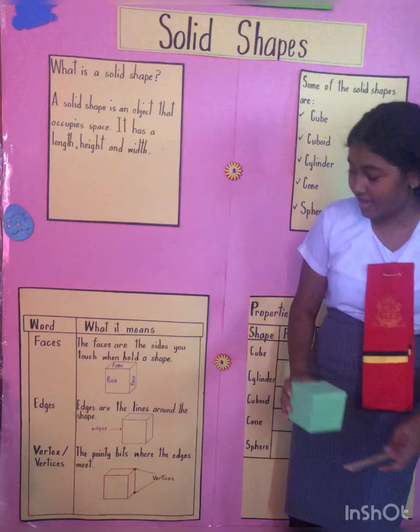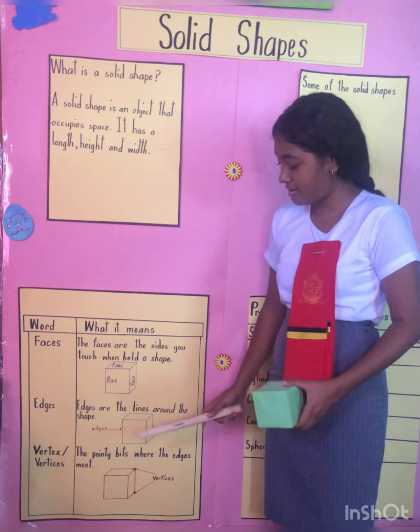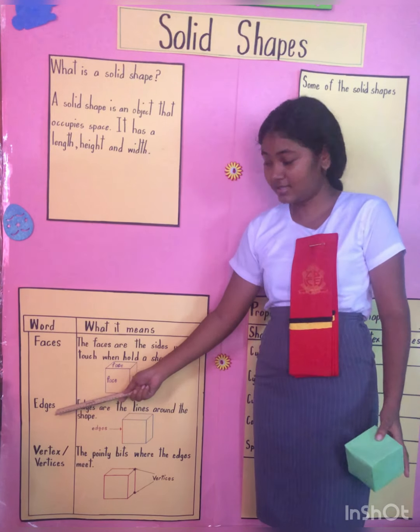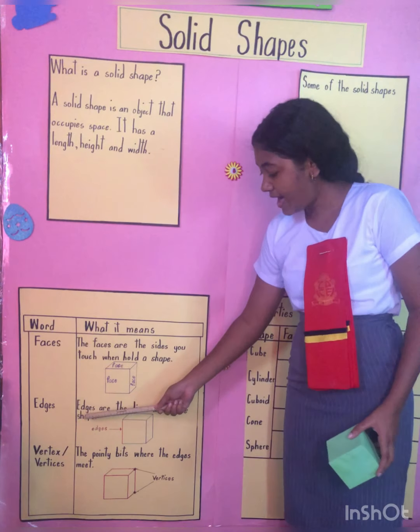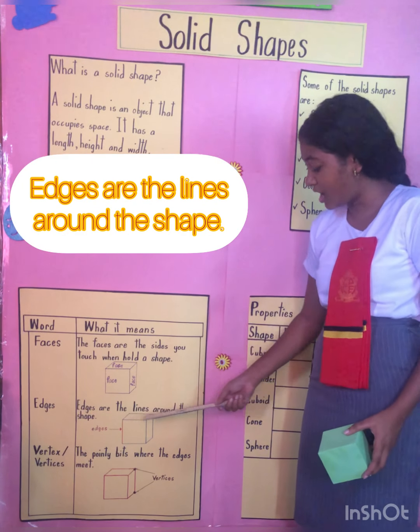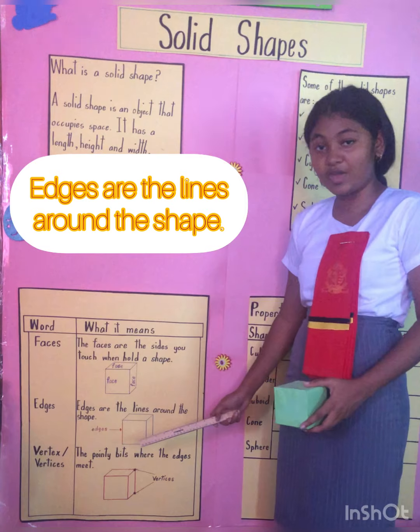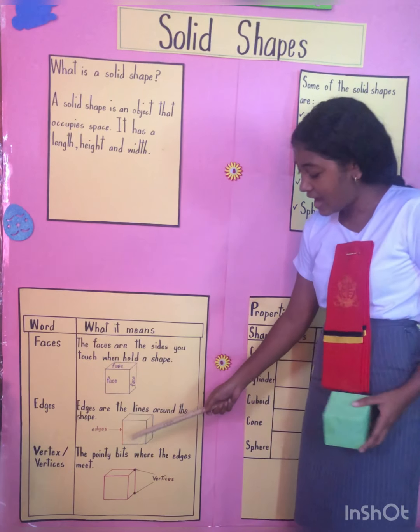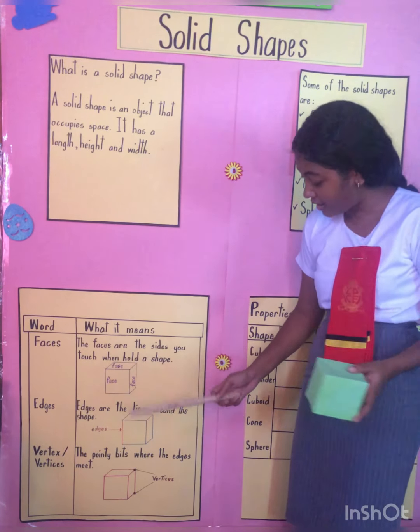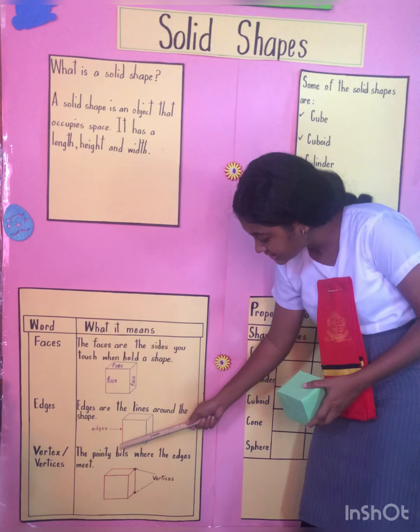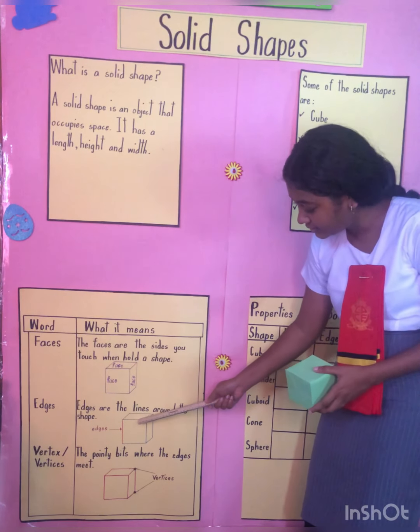Now let us look at the next term, and it is edges. Let's read what it means. Edges are the lines around the shape. And we have our diagram here again, and it is showing us where the edges are. It's the lines around the shape.